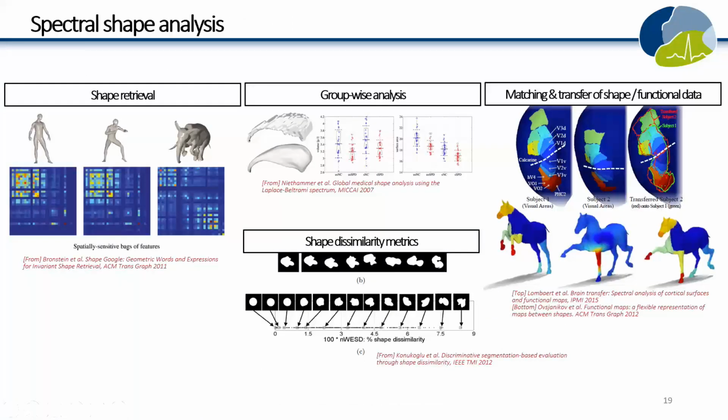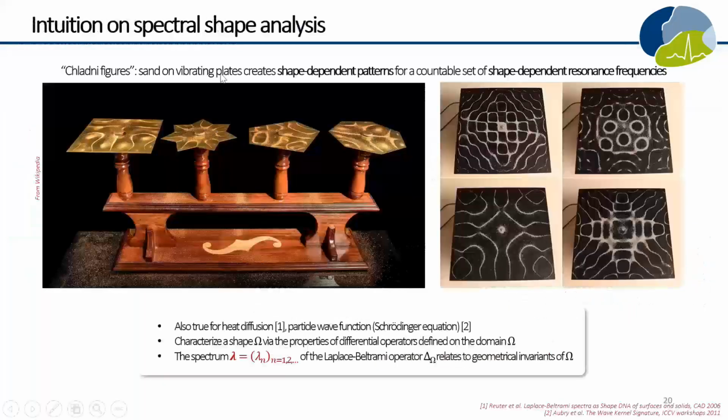It's been used really widely in the computer vision and medical imaging literature, with a lot of applications: shape retrieval, metrics for shape dissimilarity, functional matching. It's also interesting for shape analysis. I'll give a quick intuition and I'll finish on that.